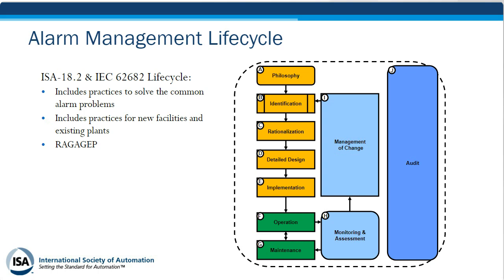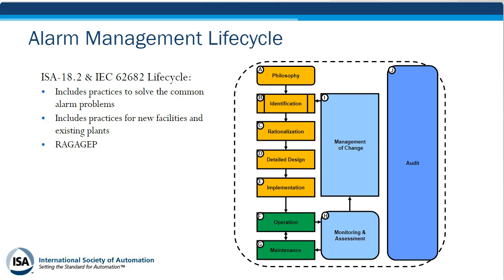So let's go through the alarm management life cycle. We'll start with the philosophy, and then we feed into the identification stage. The philosophy stage is where we write a document, a philosophy for either the company or the facility, that spells out what you're going to do from an alarm management standpoint. Identification is where you go identify all the alarms. You don't rationalize them, you just identify them, throw them in the bucket, and then you move to the rationalization stage, where you ask certain questions to determine: is this an alarm? One of the key questions is, is there a response?